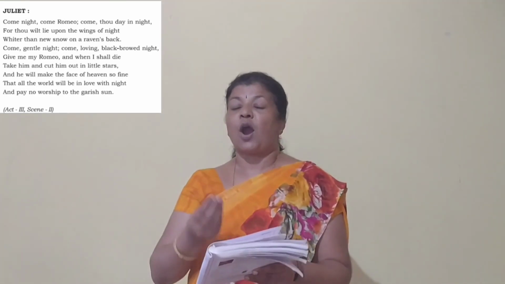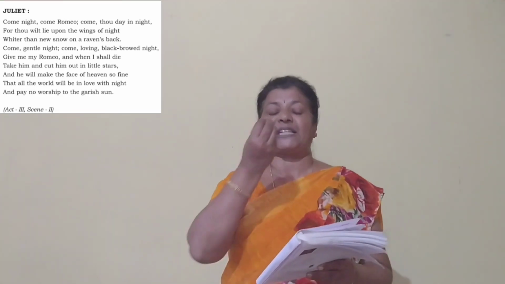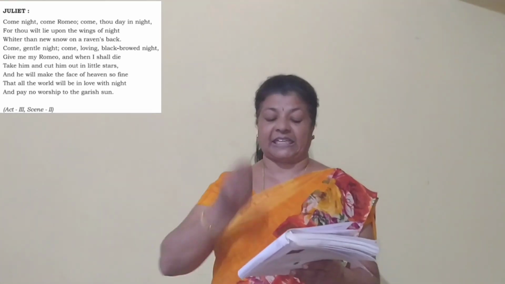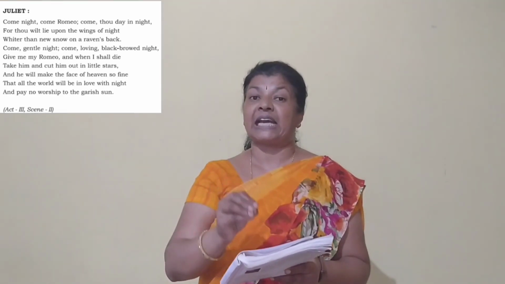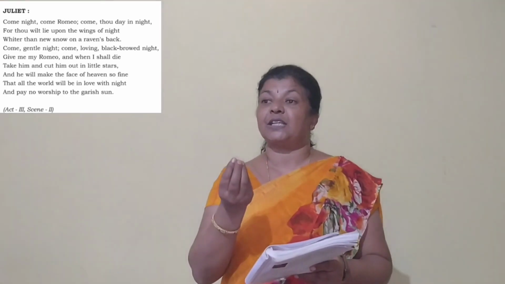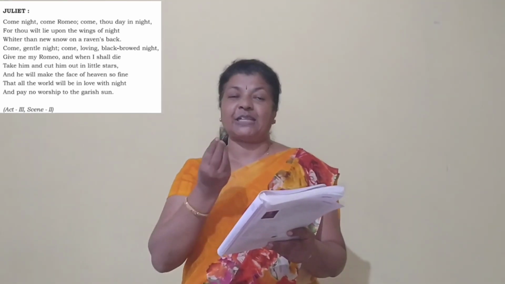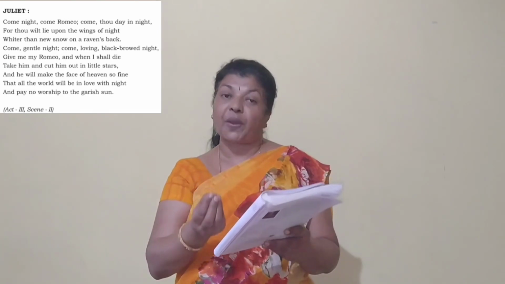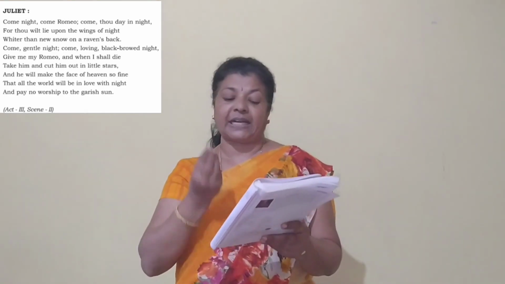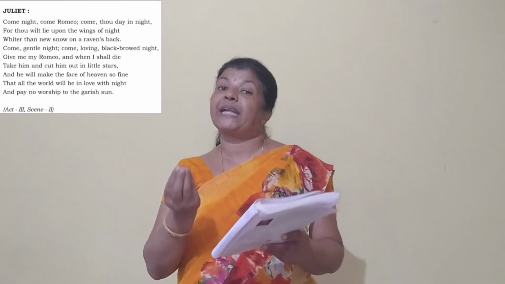Next, see how she pacifies the night. She calls the night "come gentle night." Generally, people don't like night because it is very dark. We cannot see anything. But here, Juliet likes night very much, and see how she is describing the night. She calls the night gentle night, "come loving night," and "black browed night."